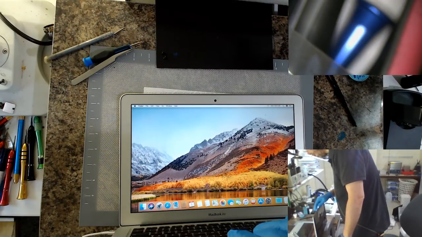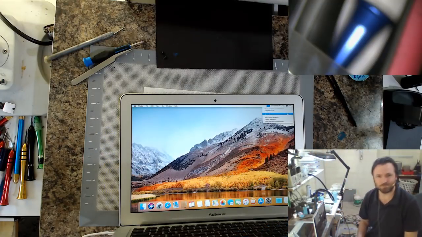We have Wi-Fi. Come on now. I haven't got the antennas connected, but it should pick up my, there you go. It's working.